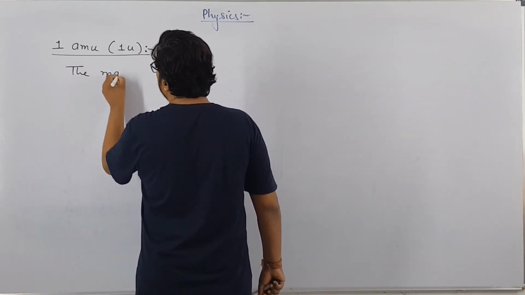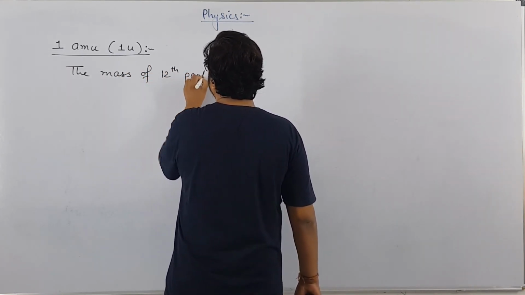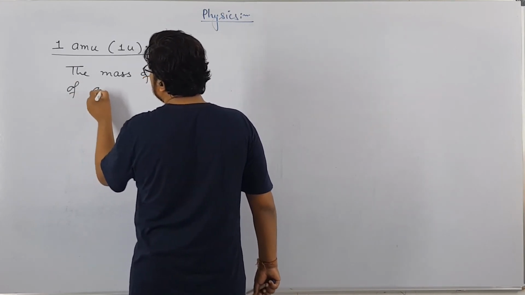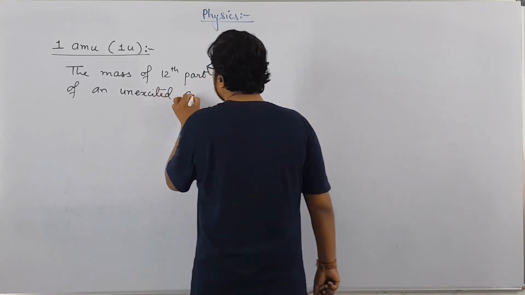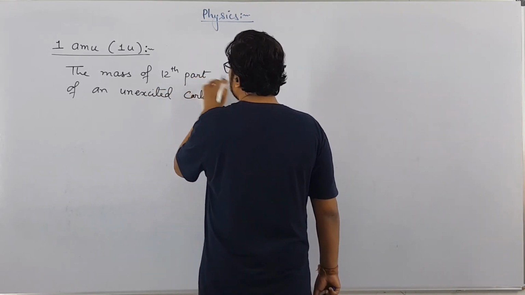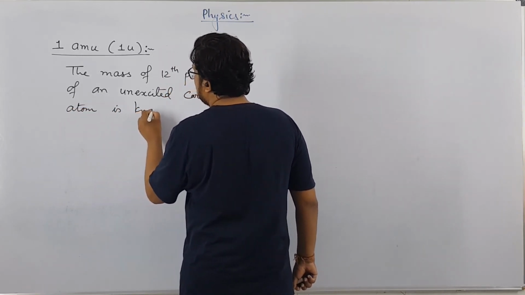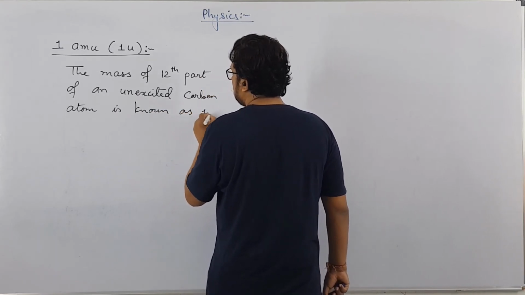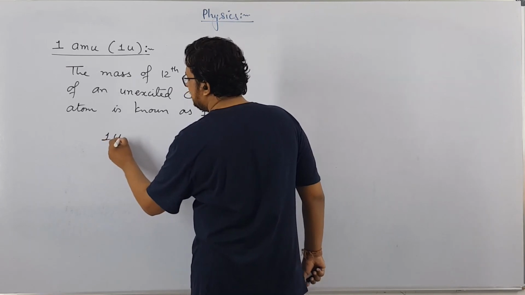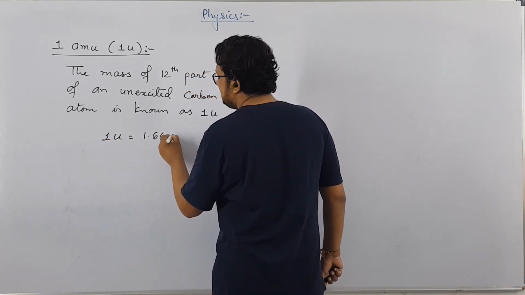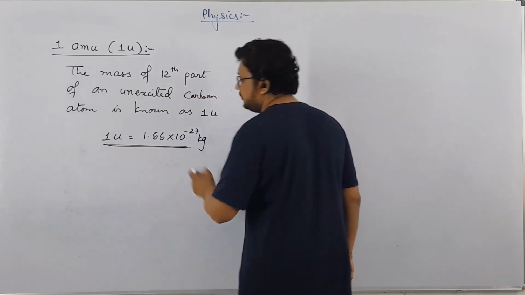The mass of the 12th part of an unexcited carbon atom is known as 1 U, 1 atomic mass unit. And its value is 1.66 into 10 to the power minus 27 kg. This is the value of 1 U.